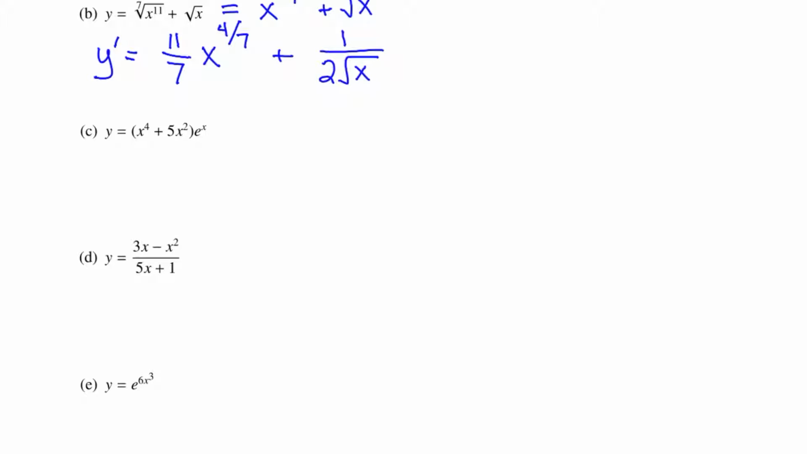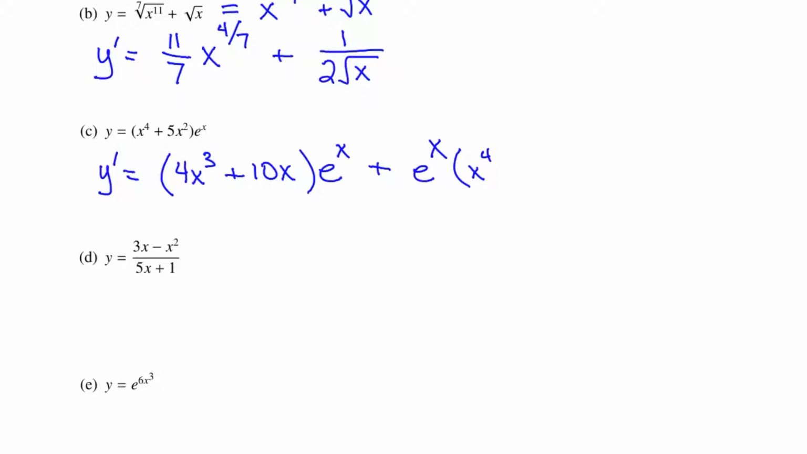Question C, find the derivative of y equals x to the 4th plus 5x squared, all that times e to the x. So we need to use the product rule. So it's the derivative of the first times the second unchanged plus the derivative of the second. The derivative of e to the x is just e to the x times the first unchanged.